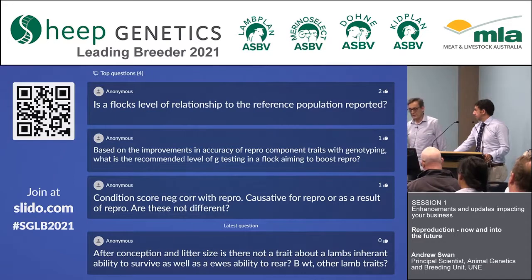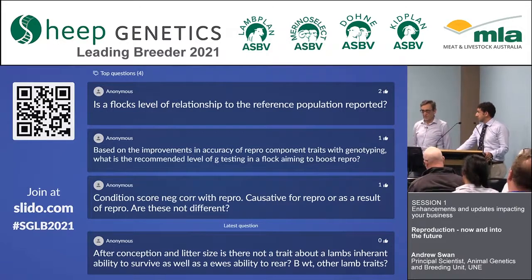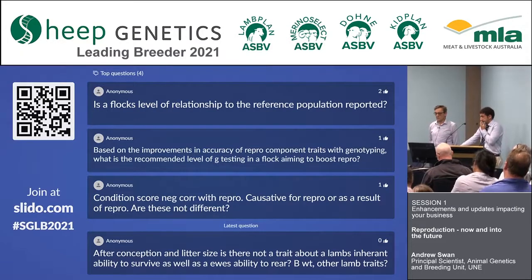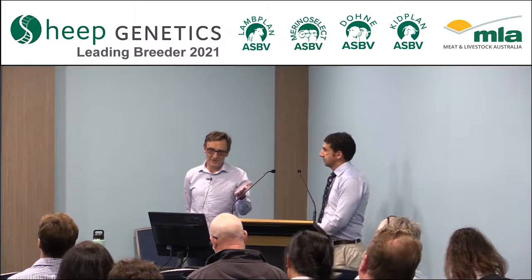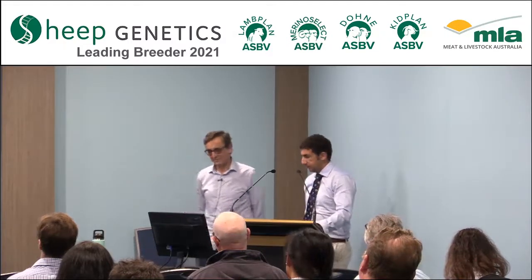Not explicitly, but it is reflected in the accuracy of breeding values. So if you have a stronger relationship to the reference, you will get a greater boost in accuracy from recording for genomics. It's built in, but it's hard to detect yourself because you don't have the comparison.